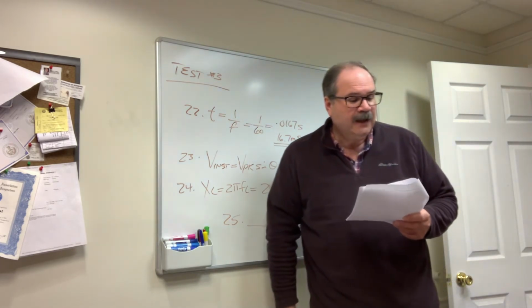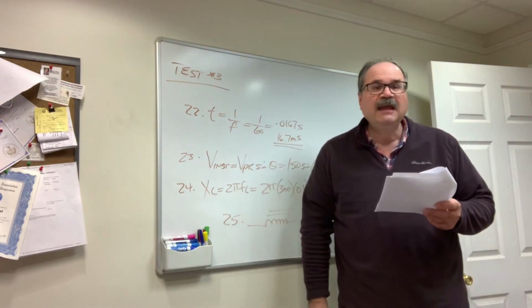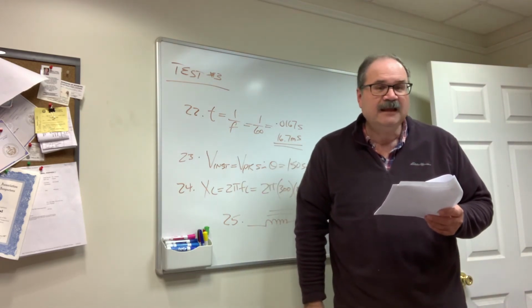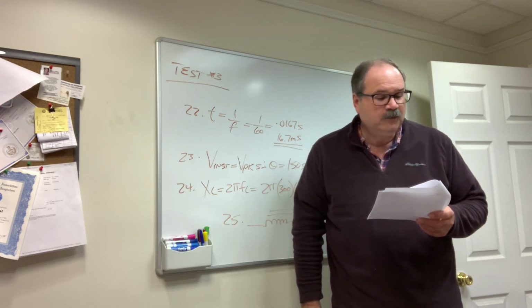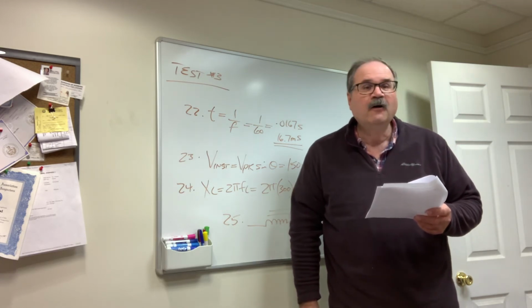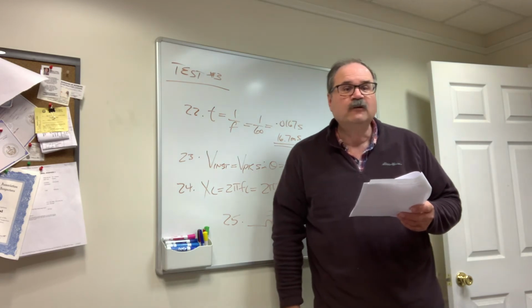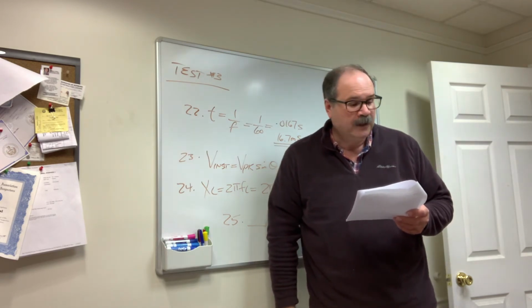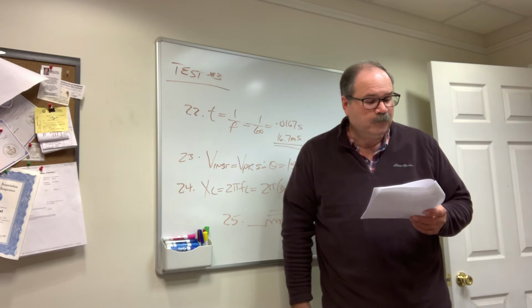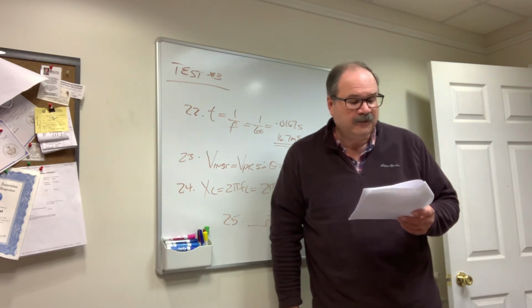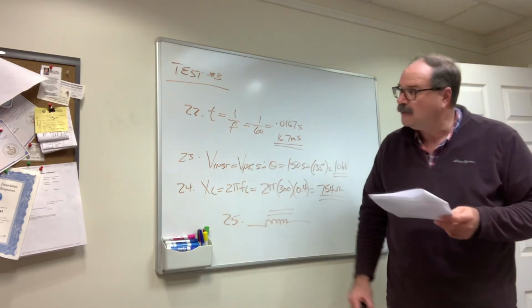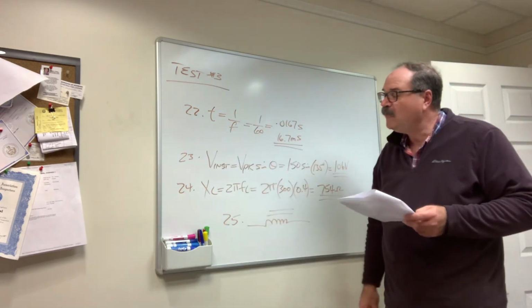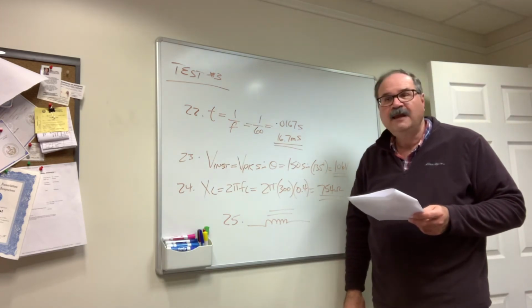Question 20, a non-clamping type AC ammeter is connected in series with the device under test. Question 21, the term RMS stands for root mean squared. Question 22, if the frequency of an AC sine wave is 60 hertz, calculate the time it takes to complete one cycle. So recall, time and frequency are inversely related.